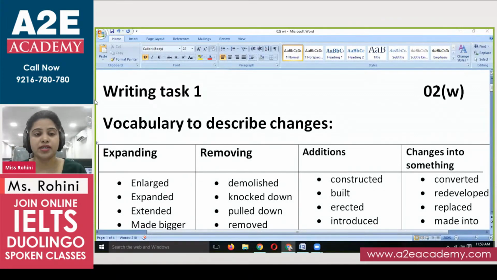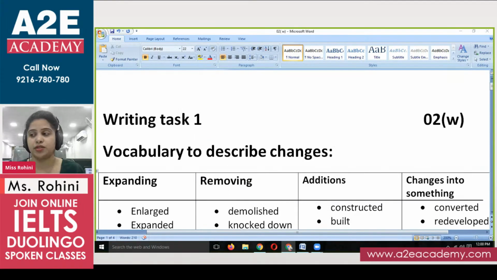And today you can see writing task 1 on your screens. We will discuss vocabulary that will help you to describe the new type of writing task 1 along with task 2. Okay, so let's start with today's session.